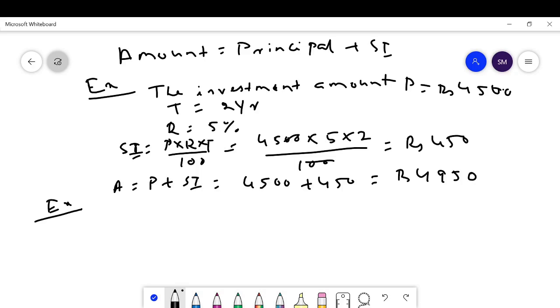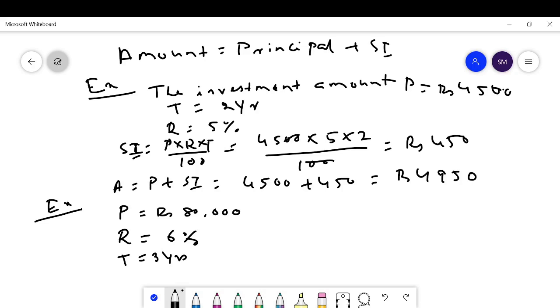Another question. Ram deposited rupees 80,000 in a bank, which means the principal is rupees 80,000, at the rate of 6% per annum. After 3 years he withdrew the amount, so the time period is 3 years. Then he bought a car for rupees 90,000. How much money is left with him?